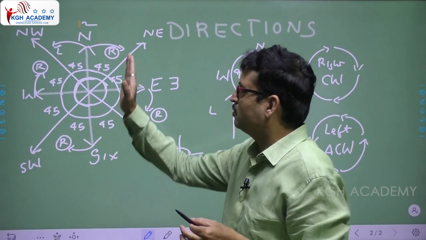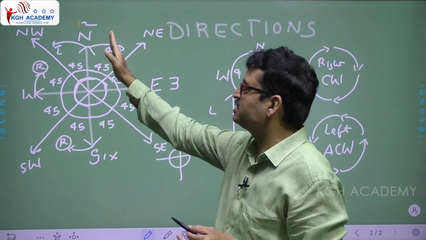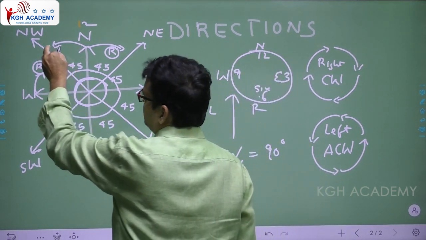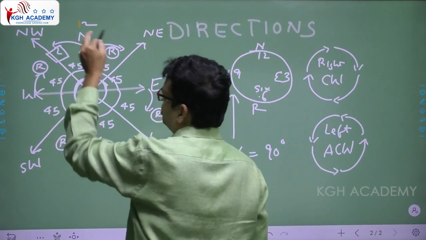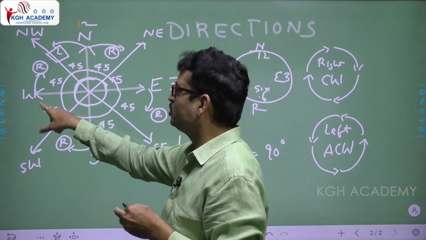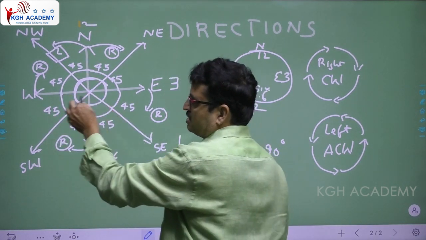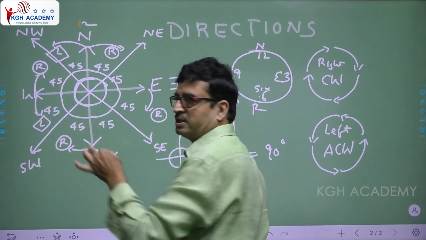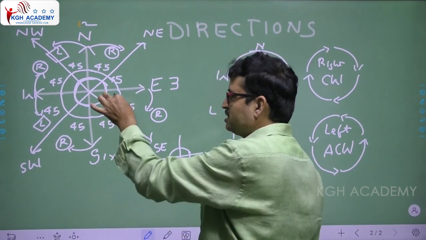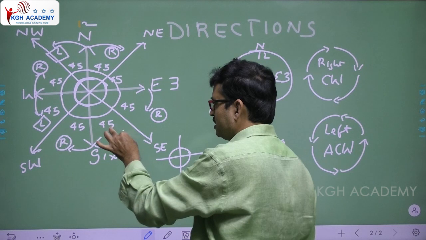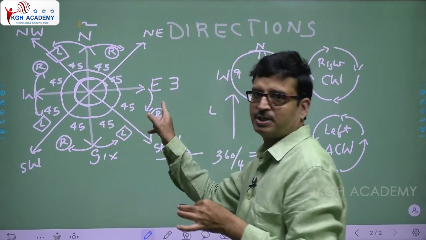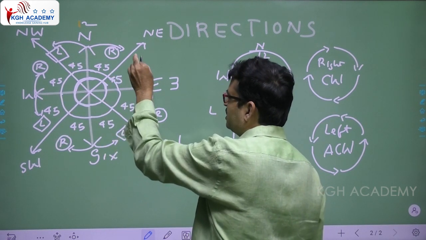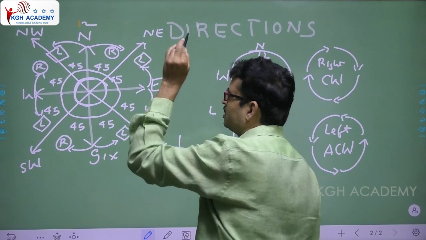Am I clear? Now, coming to left. When a person is facing north direction, he turned left. So left is equal to anti-clockwise direction. So when a person is facing north direction, if he turned left, he is going to face western direction. When a person is facing western direction, he turned left, then he is going to face south direction. When a person is facing south direction, he turned left, then he is going to face eastern direction. When a person is facing eastern direction, he turned left, then he is going to face north direction.